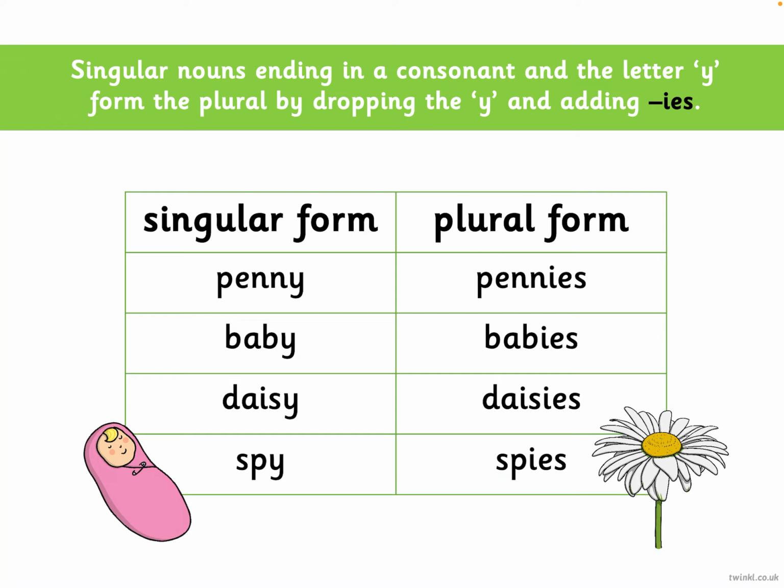Baby, BY. B is not a vowel, it's a consonant. So we need to take away the Y and add IES to make babies. Daisy, again, SY. S is not a vowel, it's a consonant. So we need to take away the Y and add IES to make daisies. And spy, PY. P is not a vowel, it's a consonant. So we need to remove the Y and add IES.